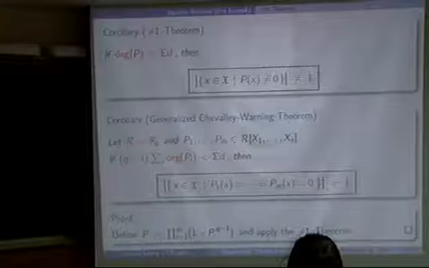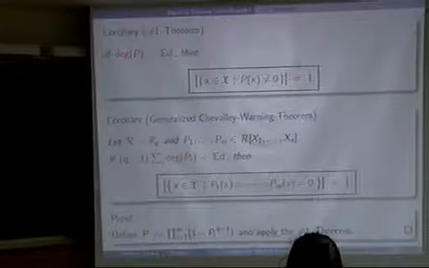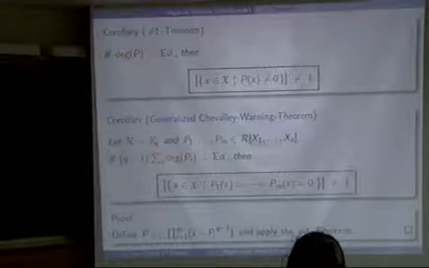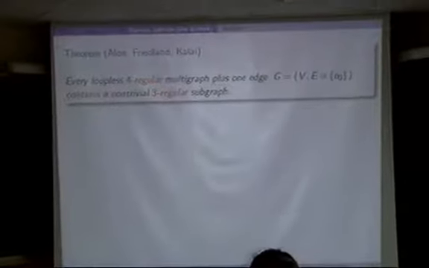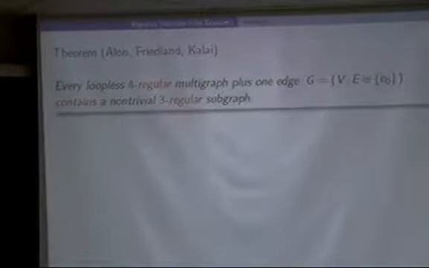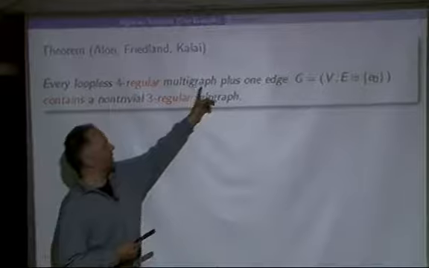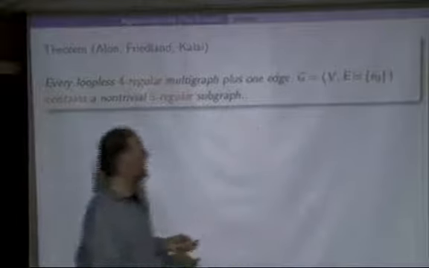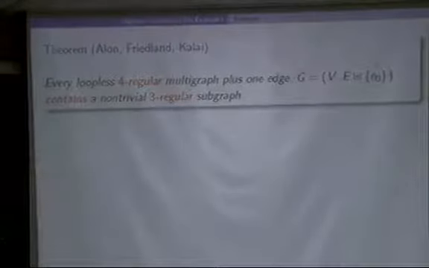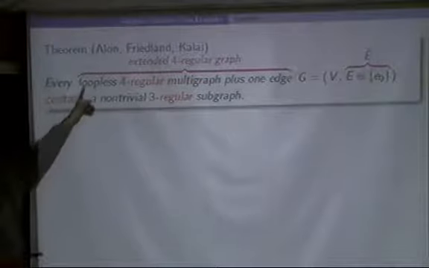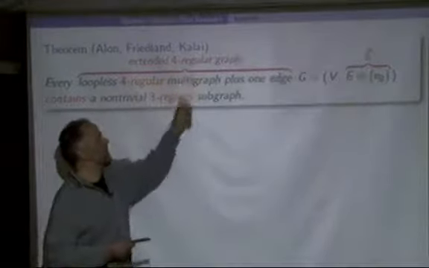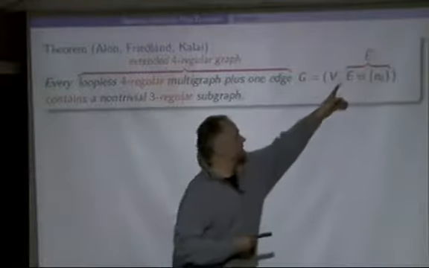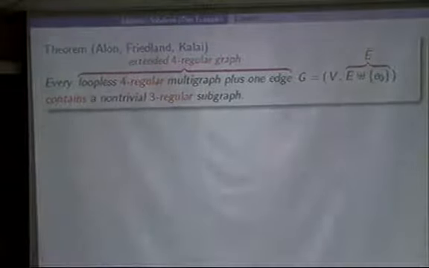So I come to the main example, and yeah, that's a good example, I think. Here. So we look at 4 regular graphs. So I will show you an example. And then we have to add one edge. So I call this edge here E0. And then this graph contains a 3 regular subgraph. In the proof that I will show you, I call this an extended 4 regular graph. We have one additional edge, and this edge set, the extended edge set, is E bar.